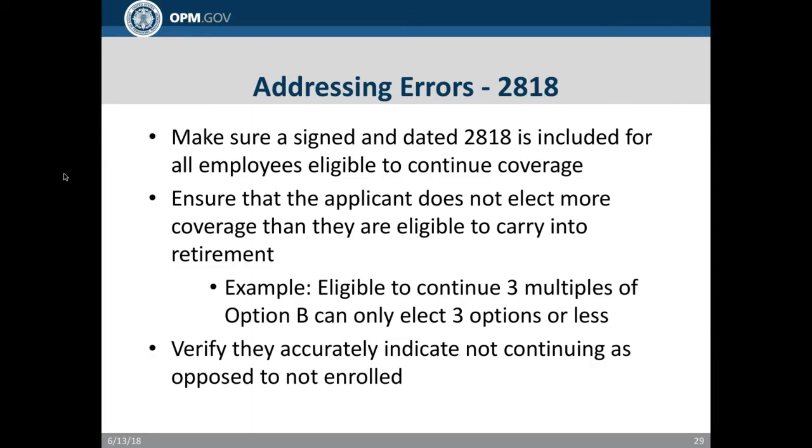So some ways to improve that really is to review that 2818 before you submit the application package. Just make sure that they've signed and dated the form, that they're not trying to continue coverage that they don't have. Another way to double check would be just to review the 2817s that you have and look through the OPF just to make sure that you didn't miss anything. And again, just really let the employee know that we need the document submitted correctly because it will delay the claim processing, because if we get an incorrect form, we'll have to send it out to the annuitant to have them complete the form correctly.